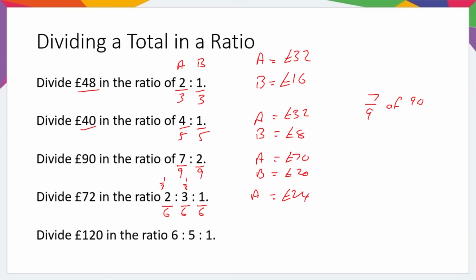The person B will be a half of 72, which is £36. Alternatively, 72 divided by 6 times by 3. And person C, 1/6, which is simply 72 divided by 6, which is £12.